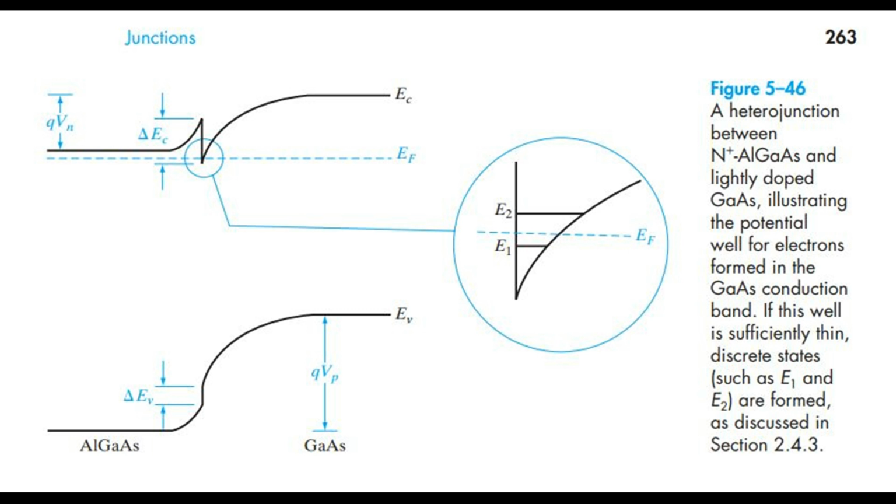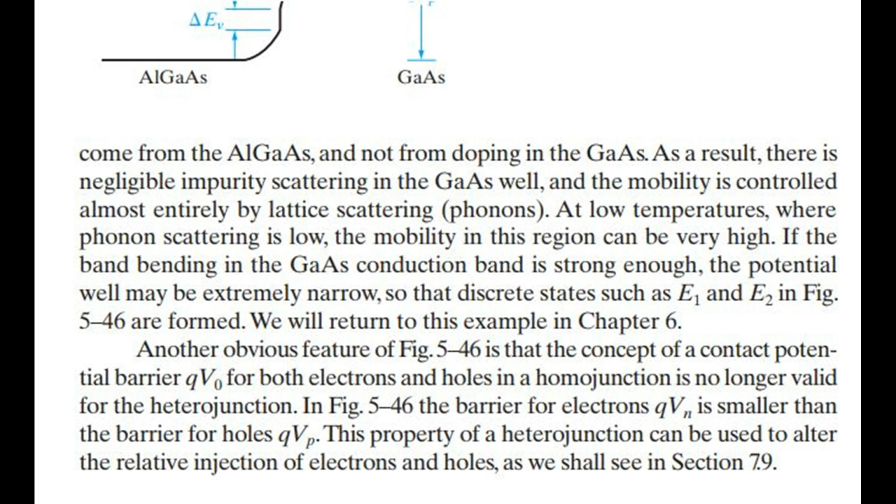At low temperatures, where phonon scattering is low, the mobility in this region can be very high. If the band bending in the gallium arsenide conduction band is strong enough, the potential well may be extremely narrow, so that discrete states such as E1 and E2 in Fig. 5.46 are formed. We will return to this example in Chapter 6.